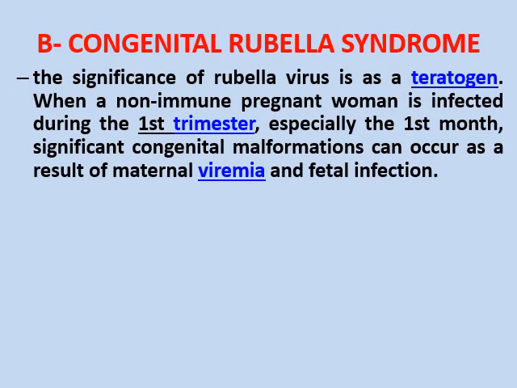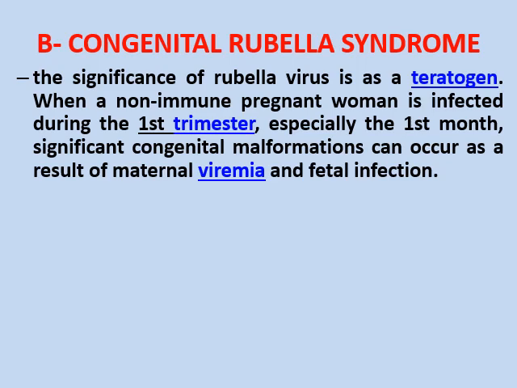Congenital rubella. The importance of rubella is as a teratogenic virus. When a non-immune mother, not vaccinated, no previous infection, is infected during the first trimester, especially the first month, significant congenital malformations can occur as a result of maternal viremia.